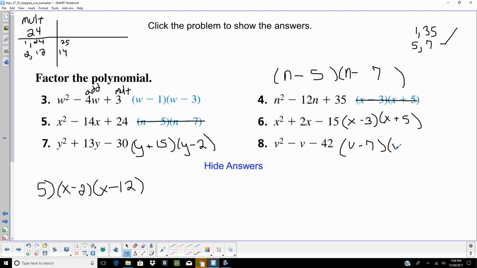And I'm sorry my v's are not good looking. It's not my favorite variable to use. And v plus 6. All right, sorry about those couple of mistakes there.